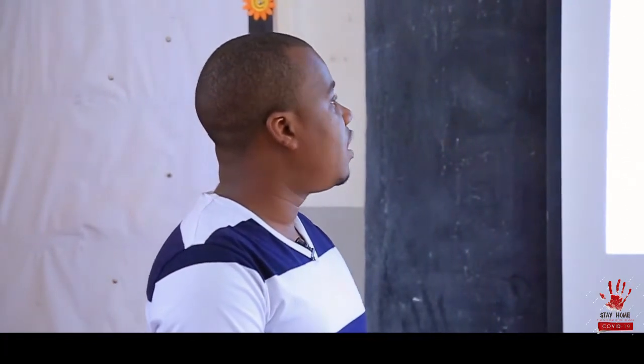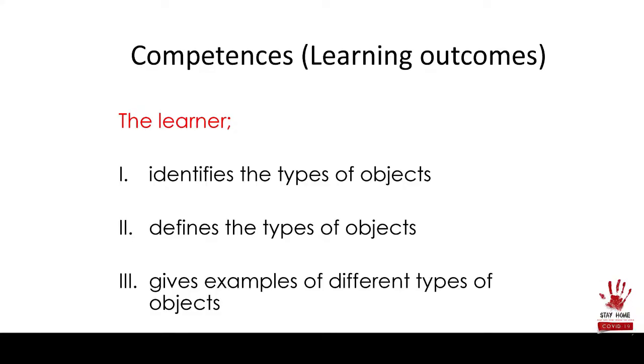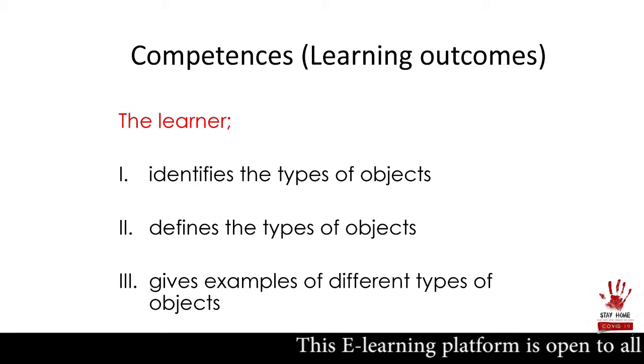So we are going to move and continue to other things. What are we going to talk about today? Types of objects. So we are going to talk about objects today. You are expected to identify the types of objects, to define the types of objects, then give different types of objects.